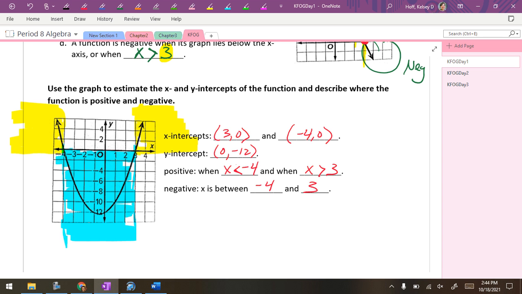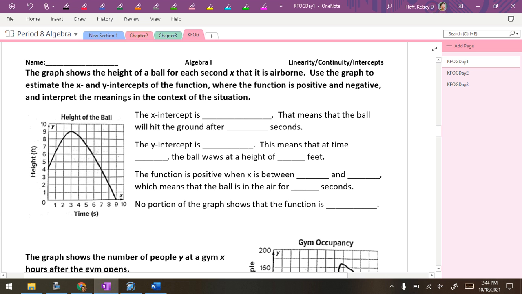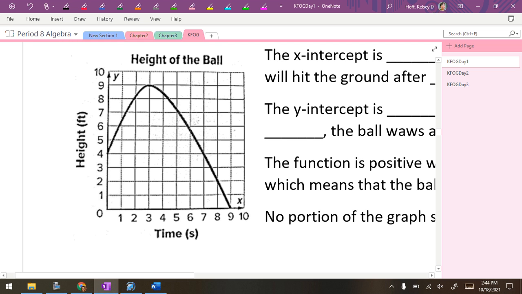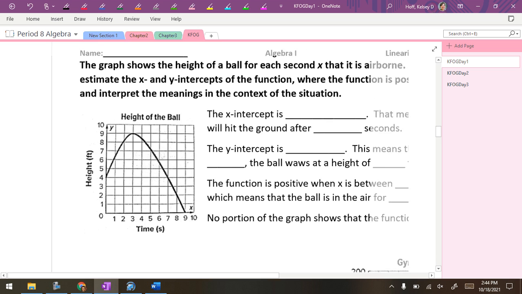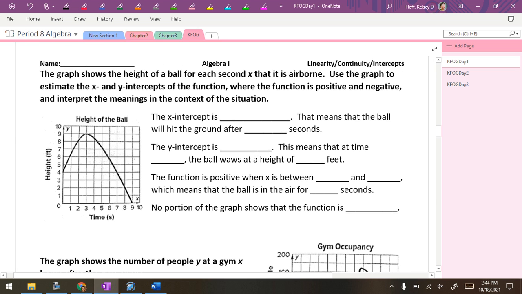Do another one. The graph shows the height of the ball for each second x that it's airborne. So if we take a second to look at our graph, time is on the bottom in seconds, and height is on the y in feet. Use the graph to estimate the x and y intercepts of the function, where the function is positive and negative, and then interpret it. So these are the blanks we're going to fill in. I'm going to give you a second to try to fill these in before I start asking questions.